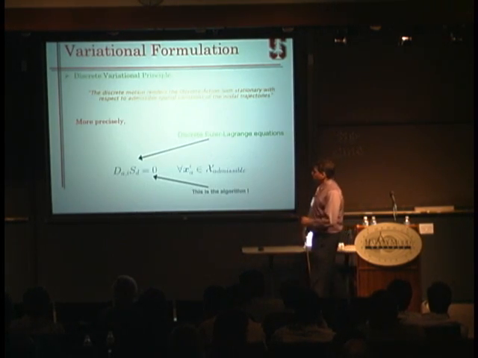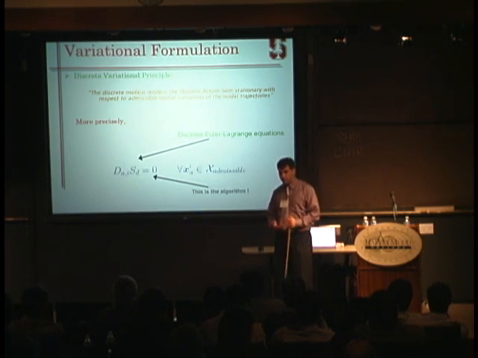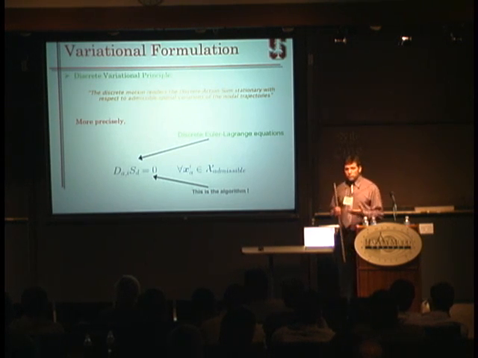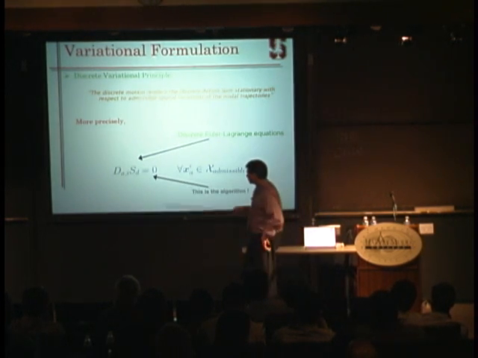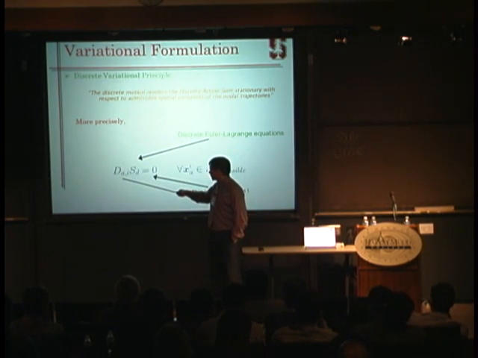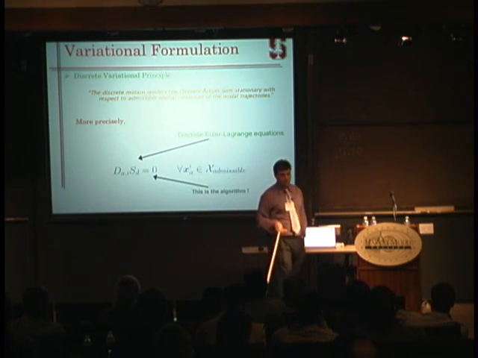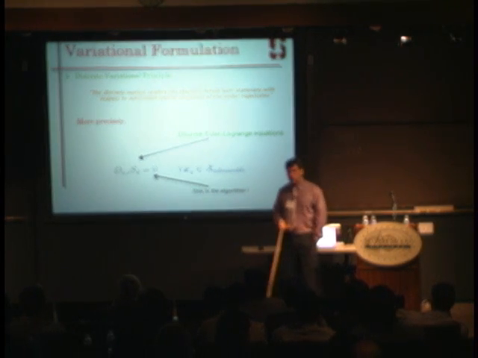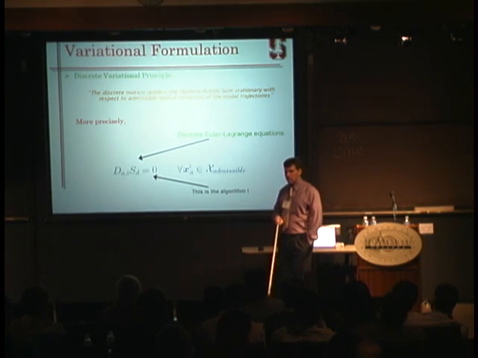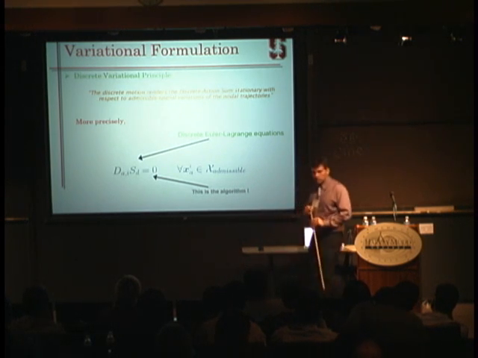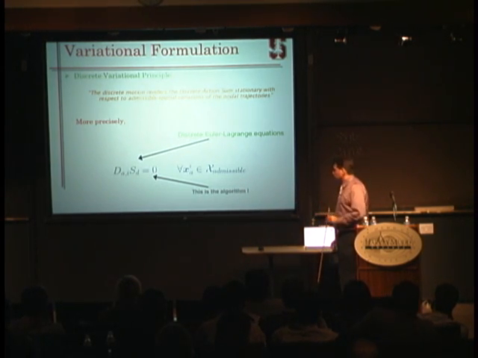And then we use a discrete variational principle, discrete Hamilton's principle, that says that the discrete motion should render the discrete action sum stationary with respect to admissible variations of the nodal trajectories. That means just that you take the action sum, you compute its derivative with respect to the position of node A at time I, and that should be equal to 0 for every admissible variation. This is the discrete Euler-Lagrange equation, and this defines your algorithm. This exactly gives you the algorithm I described with masses and springs before, if you choose the right discrete Lagrangian.